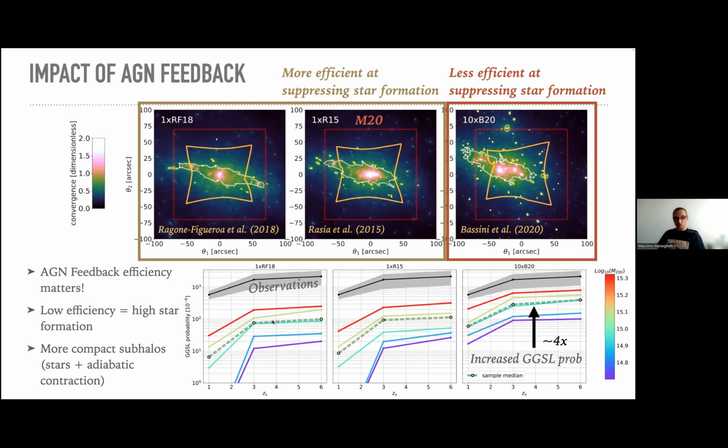the star formation efficiency. Okay, so if you instead reduce the AGN feedback efficiency, then you will, of course, form more stars. So if you form more stars, you will have a larger concentration of mass at the center of the galaxies forming in the simulations. And because of adiabatic contraction, you will also drag more dark matter in the center of these subhalos. So you will make dark matter subhalos more compact and more efficient at producing strong lensing effects.